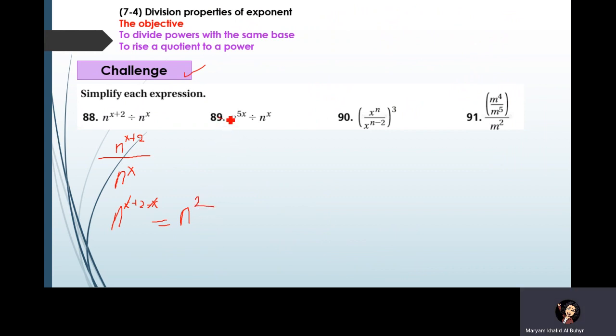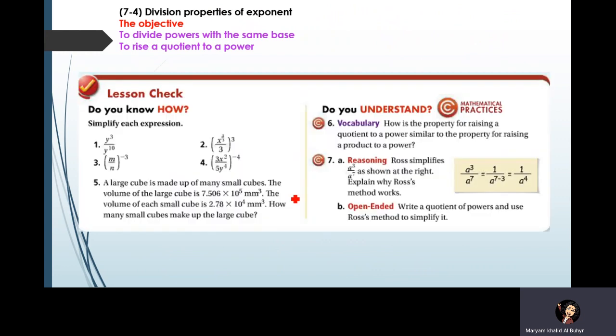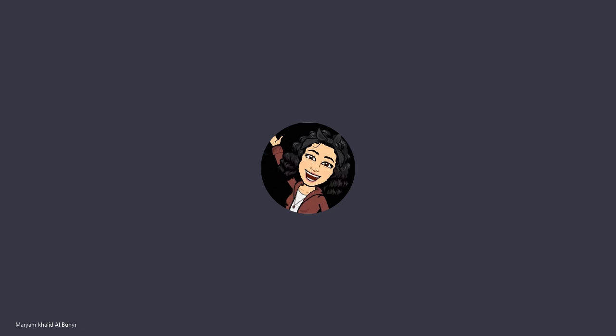I will leave this one, this one, this one as a bonus for the students listening to me until this minute. I will see who is focusing with me. So these three exercises, bonus, please solve them and then send them to me. Show me what you are going to do with these three exercises. So that's the end of this lesson. I will move to the next lesson, which is 7.5.